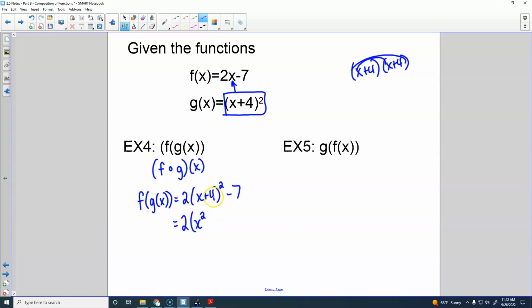Double, so x times 4 is 4x. If we double it, we get 8x. And then square the last. We should get 16 right there. Don't forget your minus 7. You must expand that before you distribute. So 2x squared plus 16x plus 32 minus 7. So we get 2x squared plus 16x plus 25.